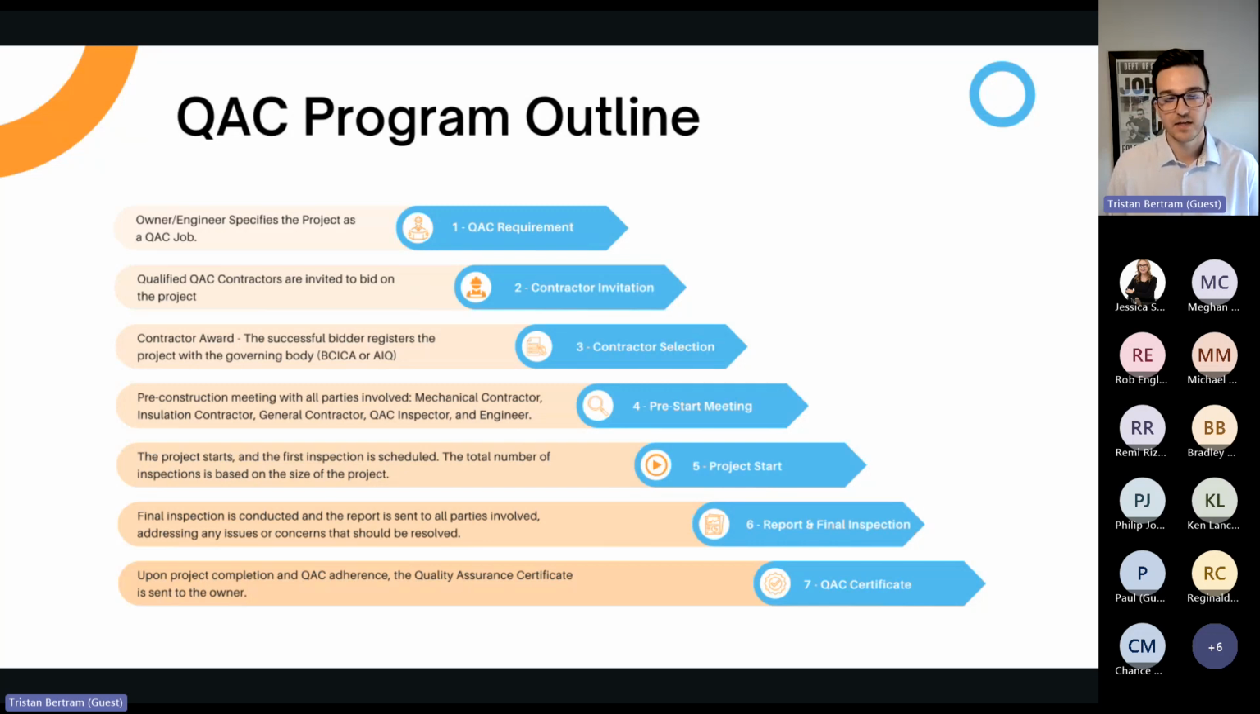This certificate is tangible evidence of the project's adherence to specifications, instilling confidence in its integrity and performance. Ultimately, QAC programs ensure that mechanical systems operate as efficiently as possible, aligning with TIAC's mission of reducing carbon emissions without sacrificing industry or economy.